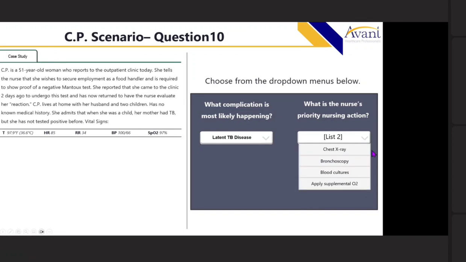So our priority action would be a chest X-ray, a bronchoscopy, blood cultures, or apply supplemental O2. What do we want to do for her? You guys are on the money. Excellent. I'm going to wrap this up on a good note.